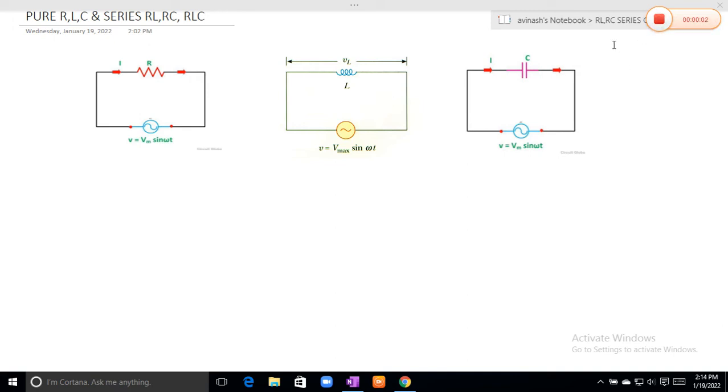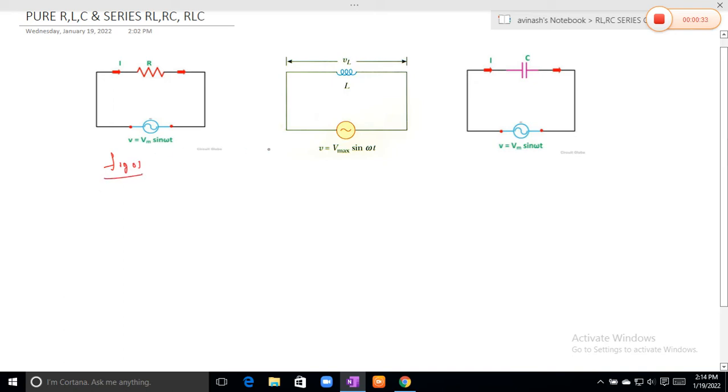Hello students, today we will discuss the phasor diagrams for pure resistance, pure inductance, pure capacitance, as well as series RL, RC and RLC circuits. For that, we will look at the current, voltage and power equations and their corresponding phasor diagrams and waveforms. So we'll start with the pure resistive circuit, which is in figure 1.